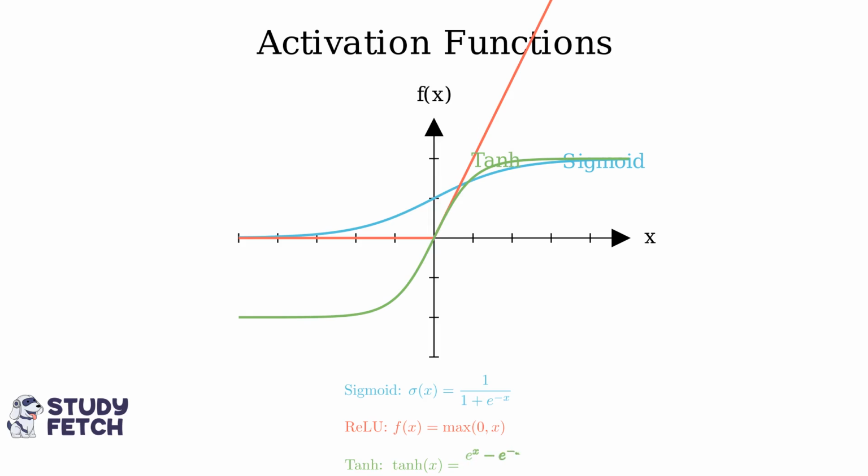The hyperbolic tangent, or tanh function, outputs values between -1 and 1. It's similar to sigmoid, but centered at 0, which can help with training.